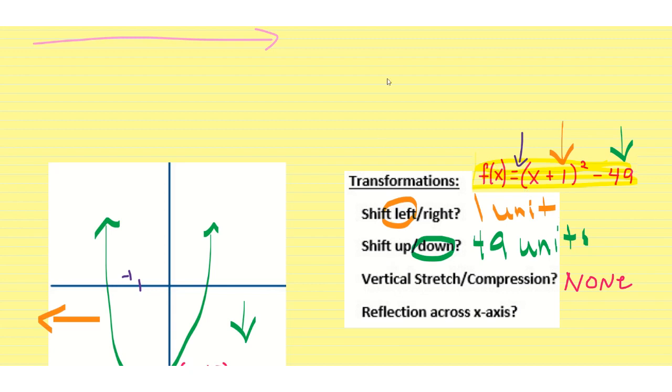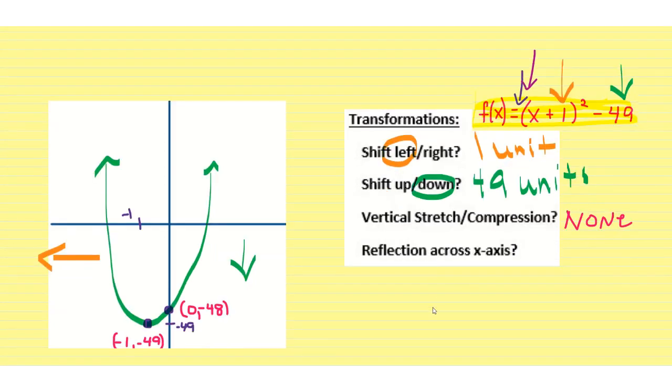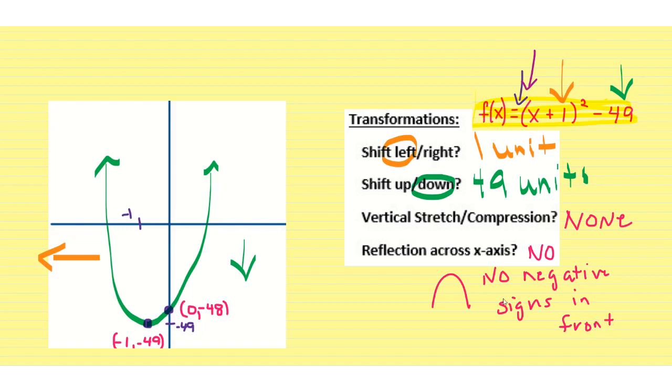The reflection also has to do with what's in front of here. Are there any negative signs here in front? No, there are no negative signs. A negative sign means that it would have flipped upside down. That would be a negative sign, but it did not. There are no reflections because there are no negative signs in front of my function.